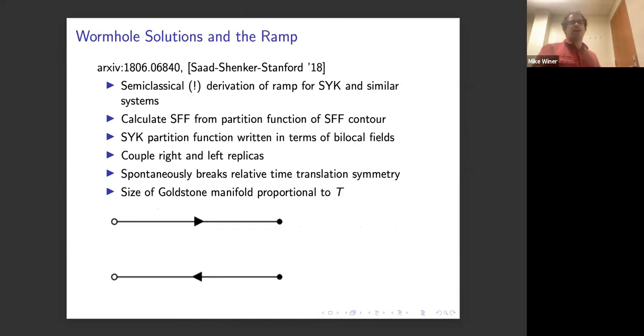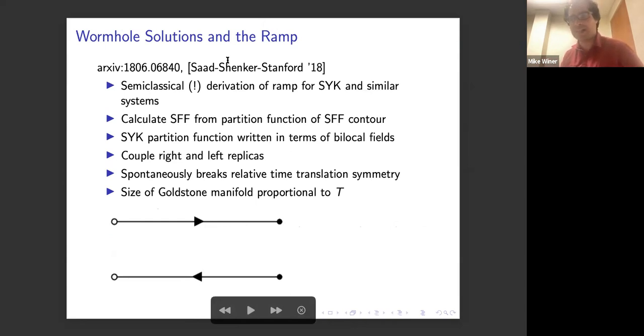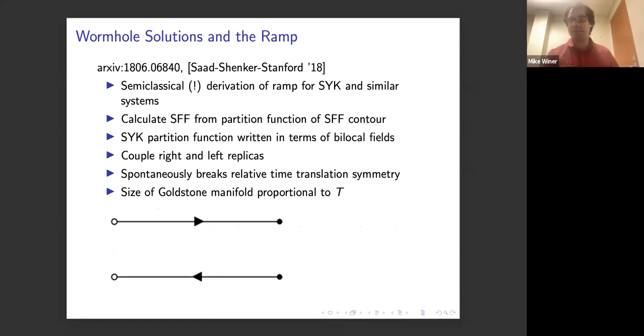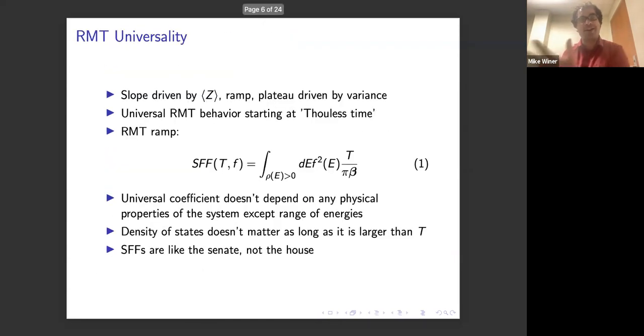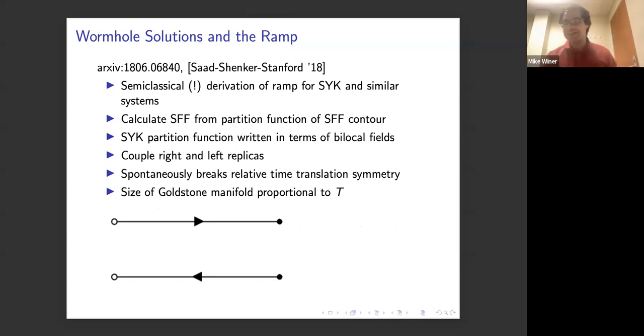So one other thing I want to talk about real quick, just to give some more context for how crazy SFFs are, is this whole wormhole solution story. So this is one of my all-time favorite papers. It's a semi-classical derivation of the ramp for the SYK model. I want to point out how weird it is that you can do this semi-classically, since the SFF, the ramp and stuff, are very much about energy levels and level repulsion and stuff like that, which are incredibly quantum effects.